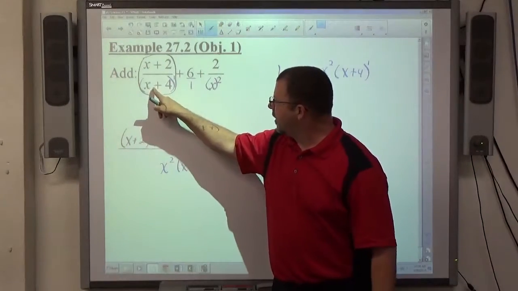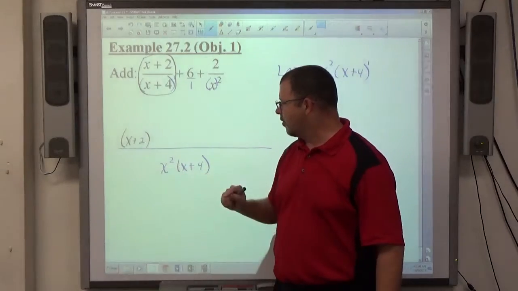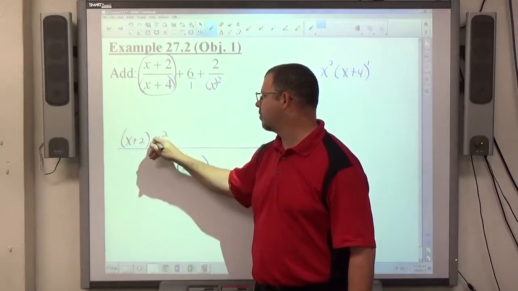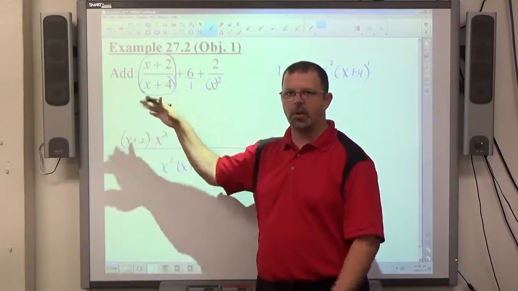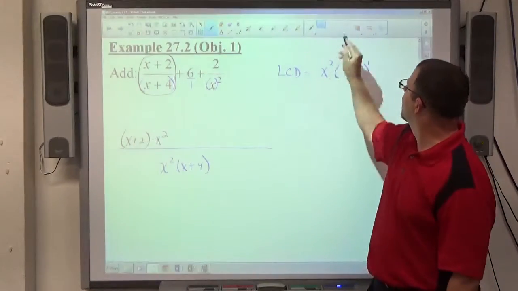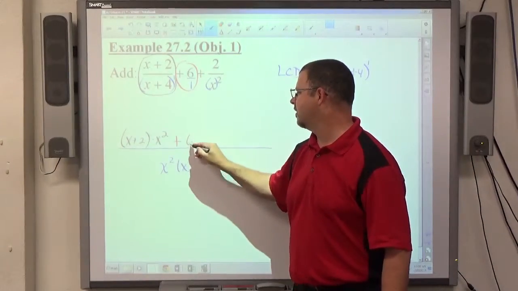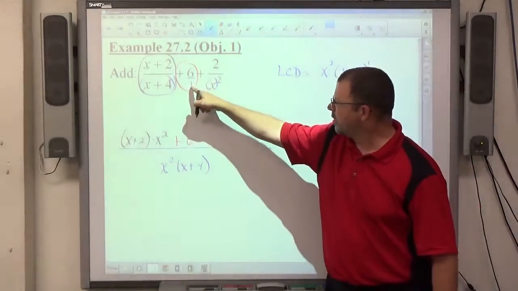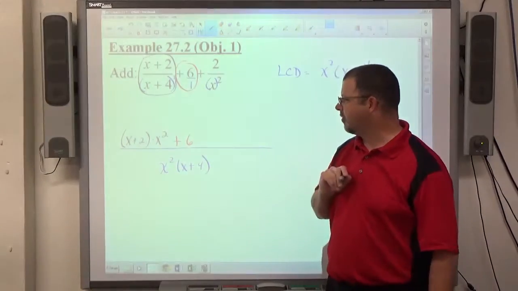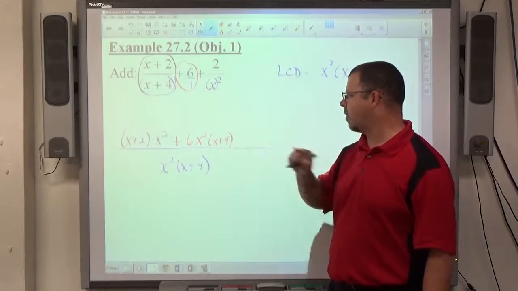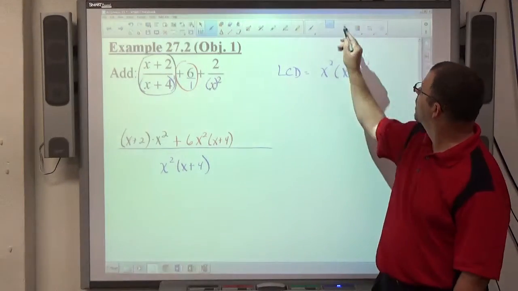So if you have multiple objects, put parentheses around and treat it as one object. x plus 4 was the denominator. x plus 4 times x squared is the new denominator, so x squared is new. So I'm going to multiply x plus 2 times x squared. But again, x plus 2 in parentheses, that requires a distributive property to happen. I've got plus 6, so I still have plus 6. And 1 was the denominator, now x squared times x plus 4 is. So x squared is new, and x plus 4 is new. So all that multiplies by 6.